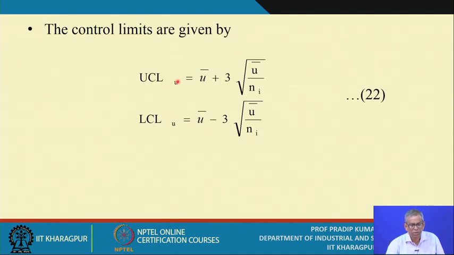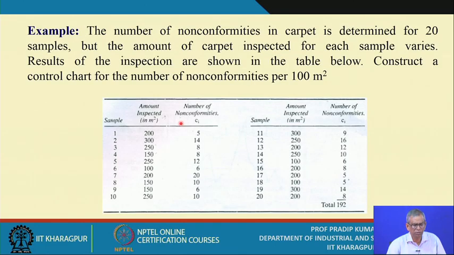Now with U bar known, you calculate the upper control limit and the lower control limit. This is the expression for the standard deviation, so 3 times the standard deviation is added on one side for the upper control limit, and subtracted from the central line, the average, so that it lies on the other side of the central line. This is how you calculate the upper control limit and lower control limit.